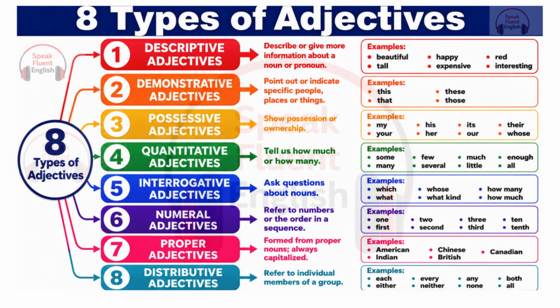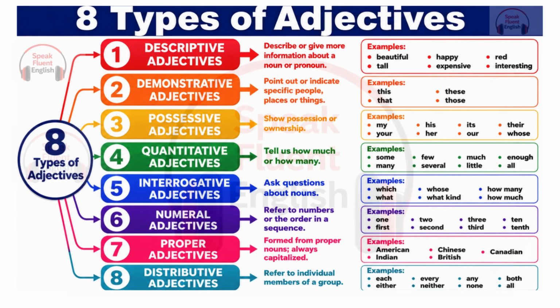Demonstrative adjectives are words that point out or indicate specific people, places, or things. The common examples are this, that, these, and those. Now, let's practice some simple sentences together. This. This is my book. This is a nice pen.